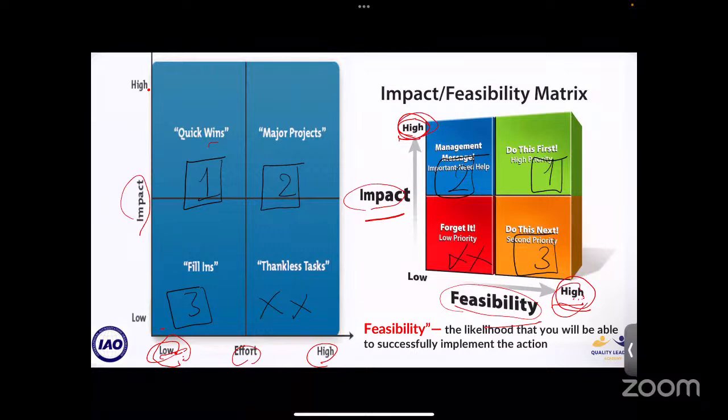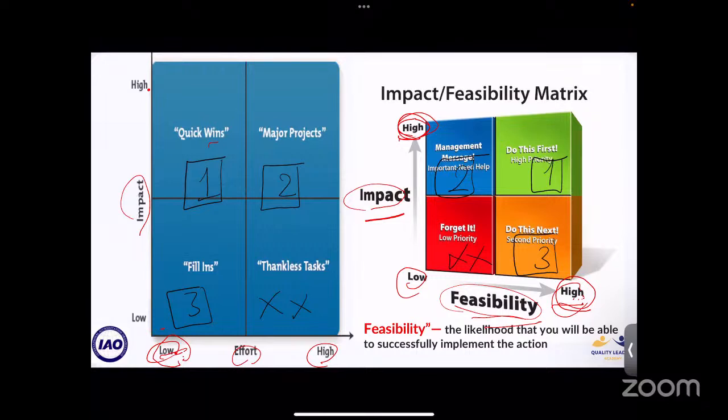How might the question change in an exam? If they replace feasibility with risk, what should you look for? You look for solutions that have low risk. If they replace feasibility with cost, what do you look for? You go for low cost.